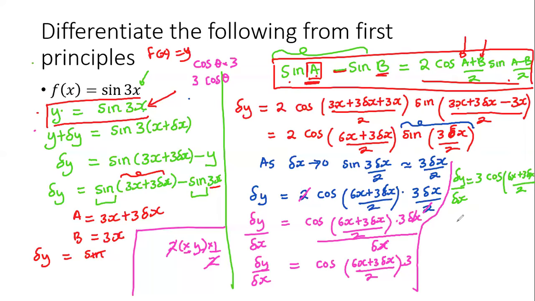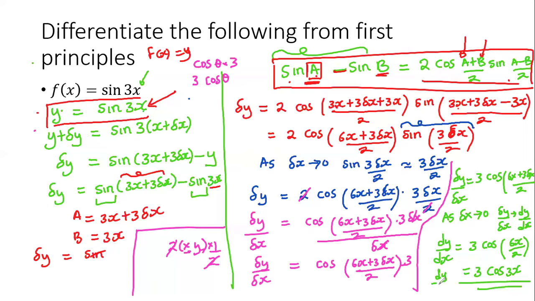Now the moment you reach here, you say as delta x tends to 0, then your delta y out of delta x will be tending to dy dx. Now this delta x inside the angle is going to tend to 0. So you remain with dy dx equaling 3 cos of 6x out of 2. Now by 2, 1, by 2, 3. So you end up with 3 cos of 3x, and that is the answer for our dy dx.